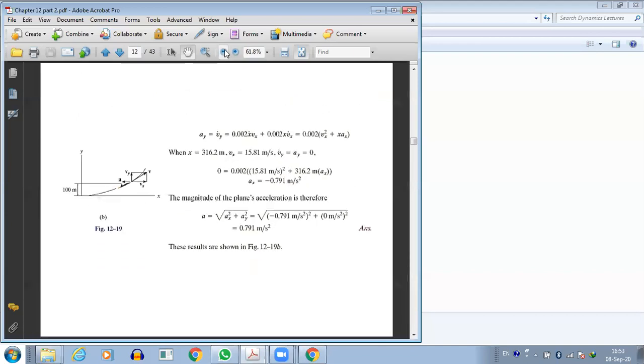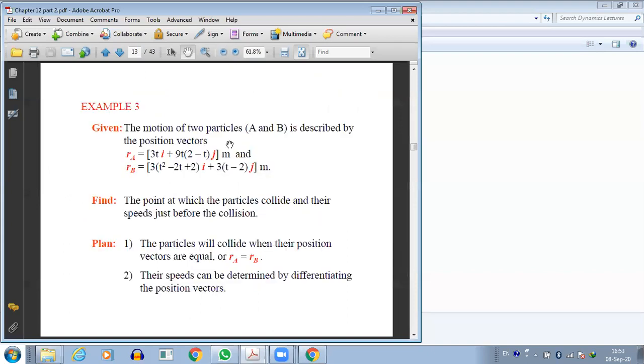Okay, let's move ahead. The motion of two particles A and B is described by the position vectors RA and RB. We need to find the point at which the particles collide and their speed just before the collision. So it's very simple. Since they are position vectors, when the two particles collide, they will have the same position vector. So their position should be the same when they collide. So RA should equal RB when this collision occurs. So we need to find the point at which they collide.